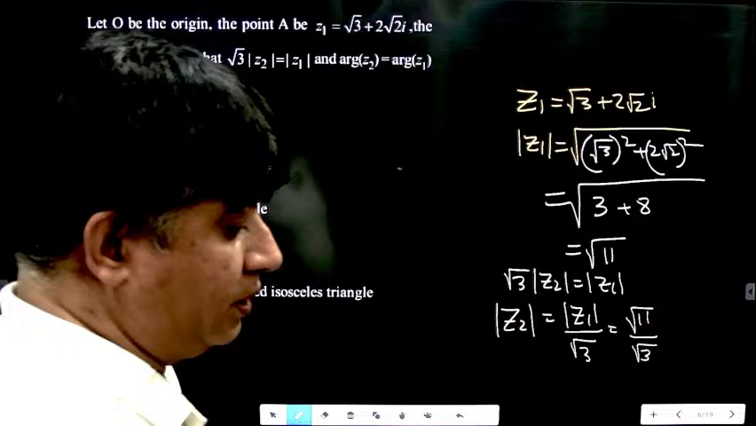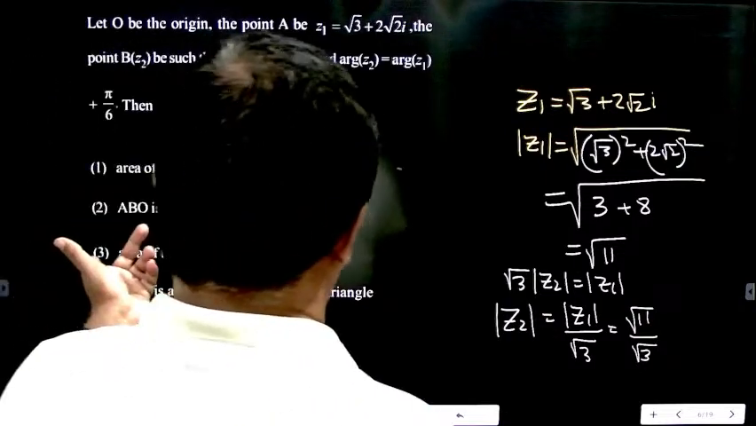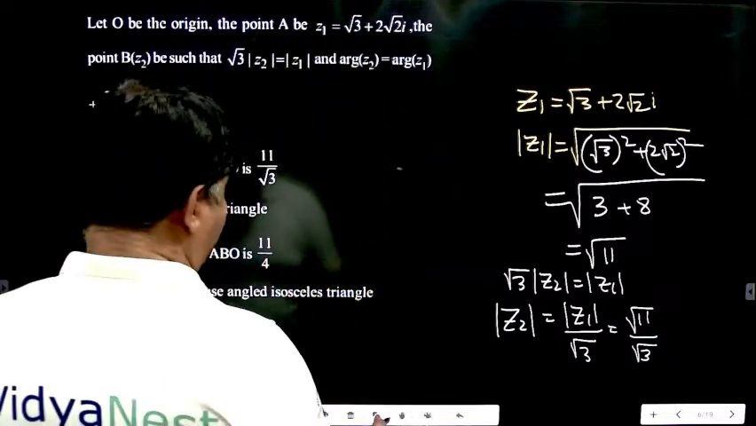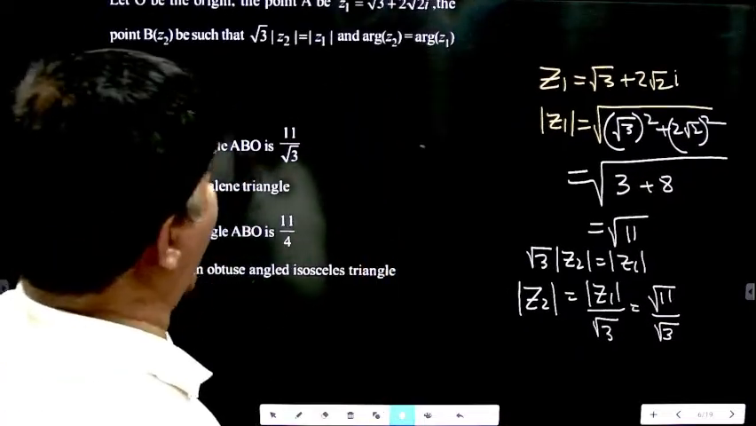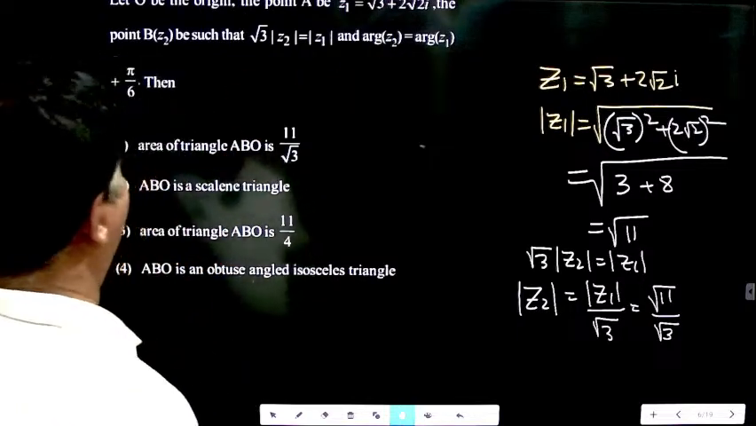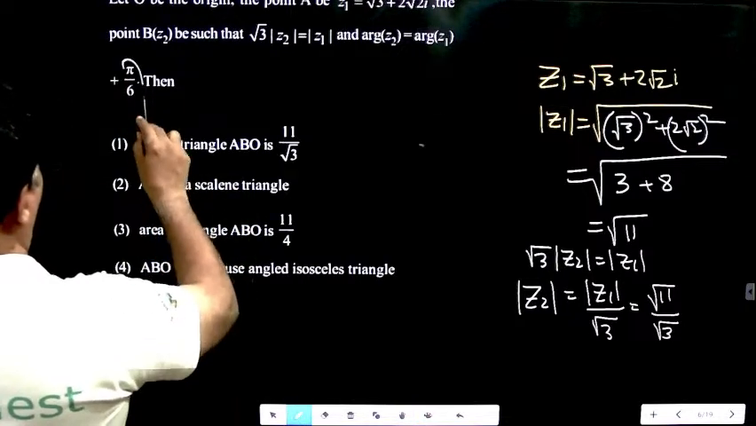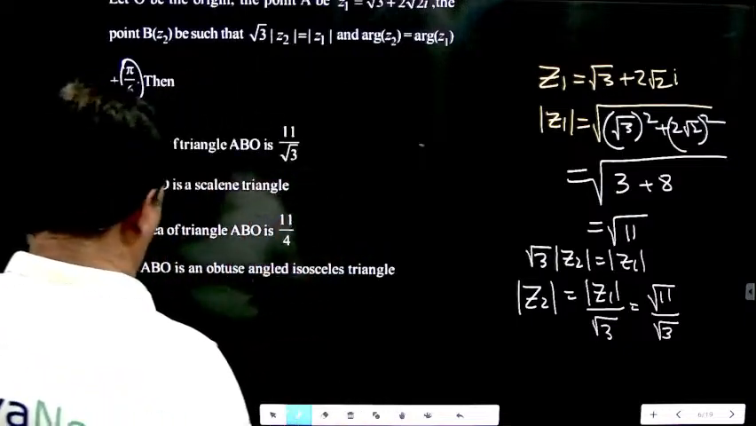That is mod Z2. So we have got mod Z1 and mod Z2. Now another relation between Z2 and Z1 is given, that argument means the angle subtended by the complex number Z2 is pi by 6 more than the angle subtended by the complex number Z1.